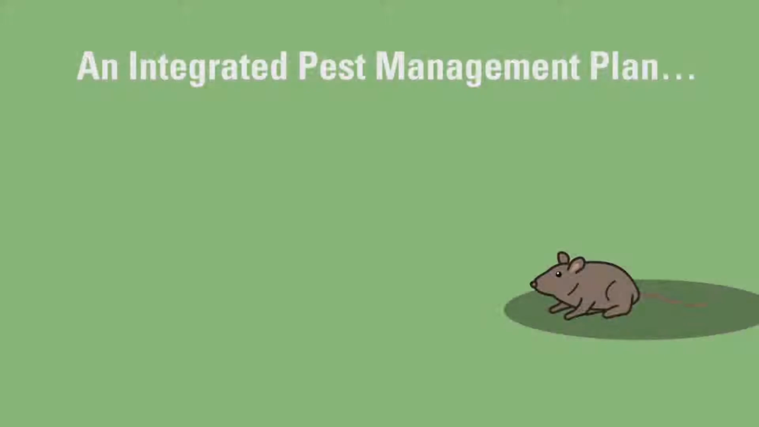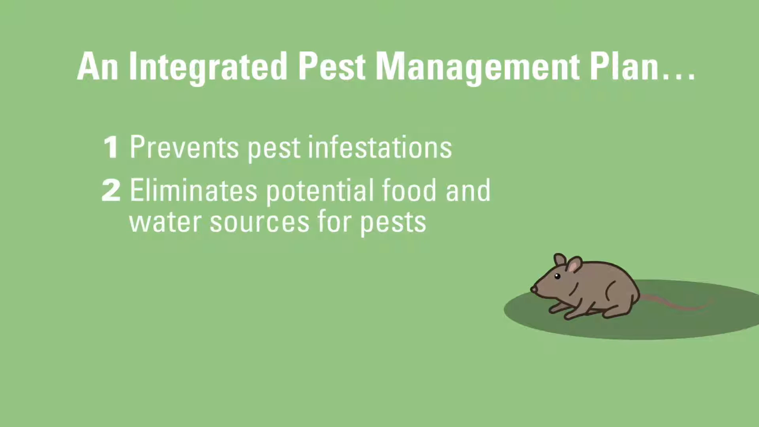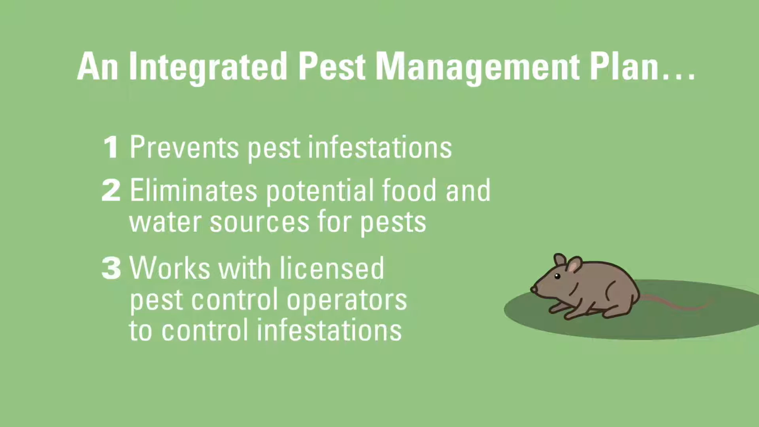An integrated pest management plan must address how to prevent pest infestation in your facility, how to remove food and water sources conducive to pest infestation, and how to work with a licensed pest control operator to address pest infestation. We're going to look at how an integrated pest management plan addresses pest prevention and controls pest infestation.